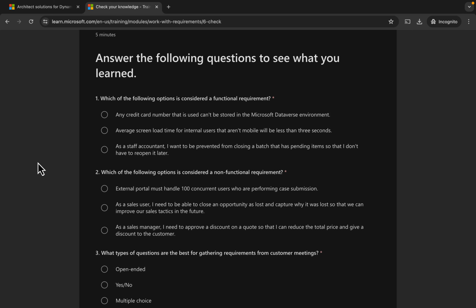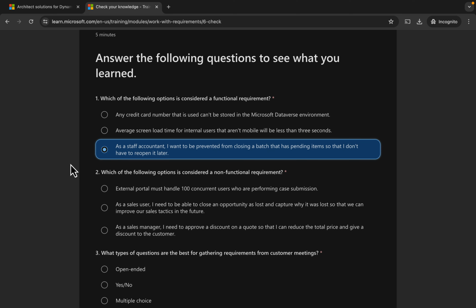Which of the following options is considered a functional requirement? Any credit card number that is used can't be stored in the Microsoft Dataverse environment. Average screen load time for internal users that aren't mobile will be less than 3 seconds. As a staff accountant, I want to be prevented from closing a batch that has pending items so that I don't have to reopen it. I'm going to select that one.